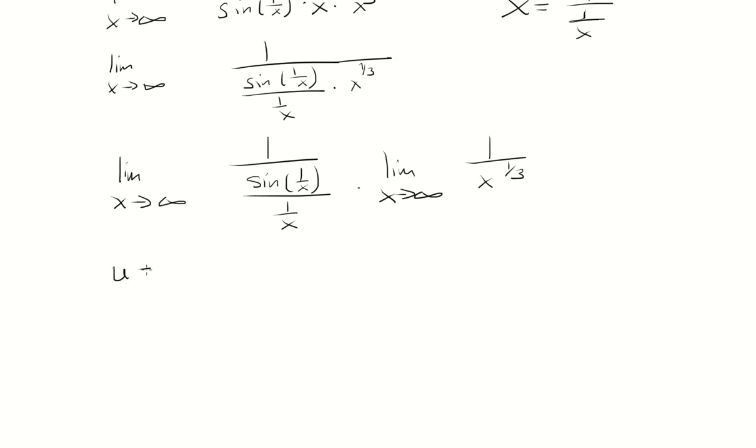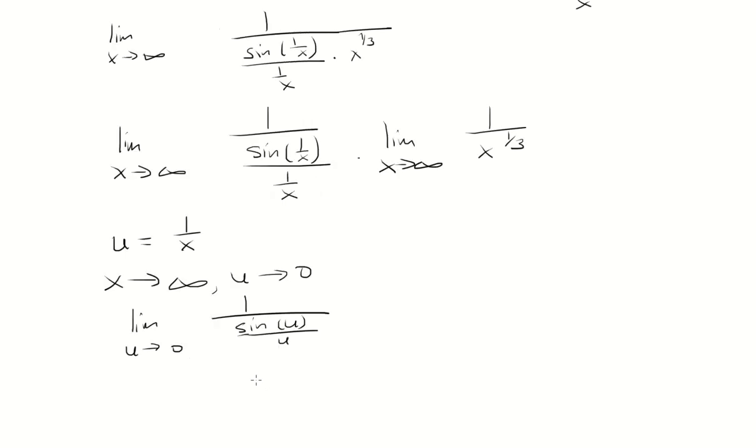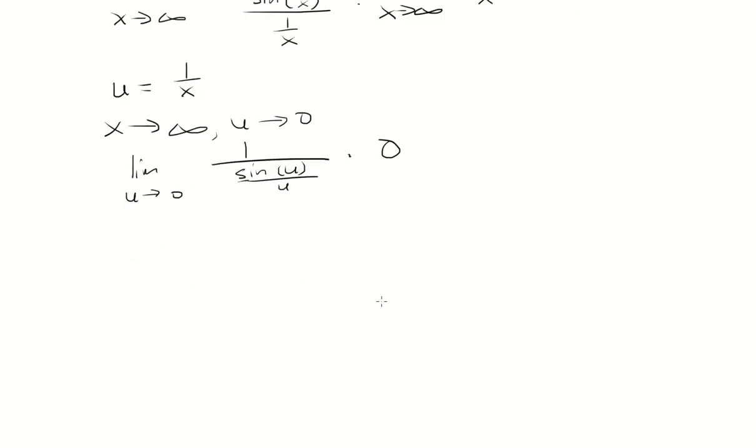Now, if I let u equal 1 over x, as x approaches infinity, u is going to approach 0, because 1 over infinity goes to 0. So I can rewrite this first limit as u approaches 0, 1 over sine u over u. And then I'm just going to bring this limit down. So this limit as x approaches infinity is 0. So at this point I can stop and say that this limit is going to be 0 because this is not going to be infinity.